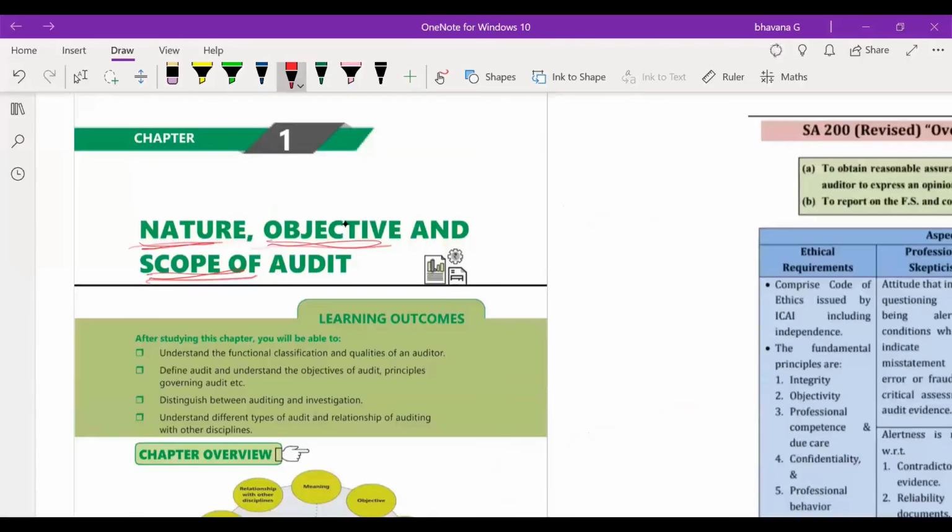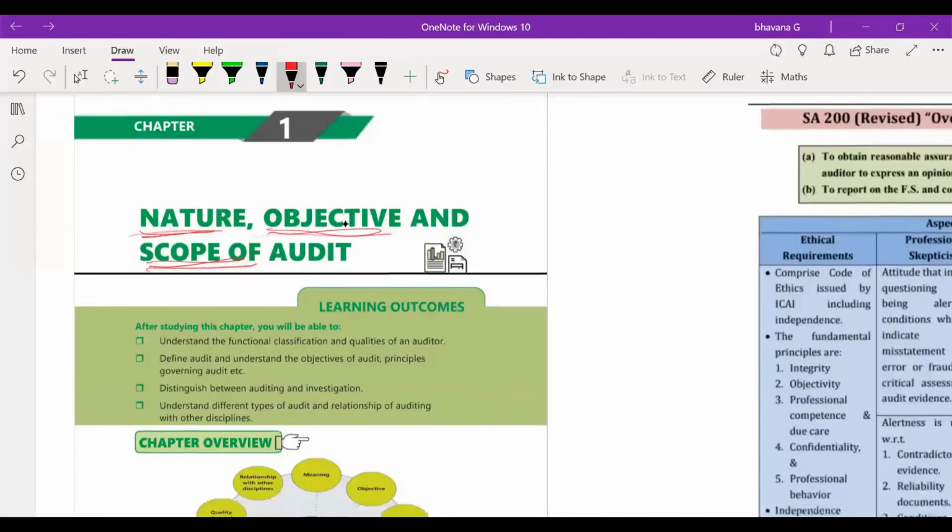In this chapter, we are going to read what is the nature of audit, what is the objective of the auditor, why is audit done in the first place, and what is the scope of audit. That means how much audit is to be done. So let's start with the chapter.